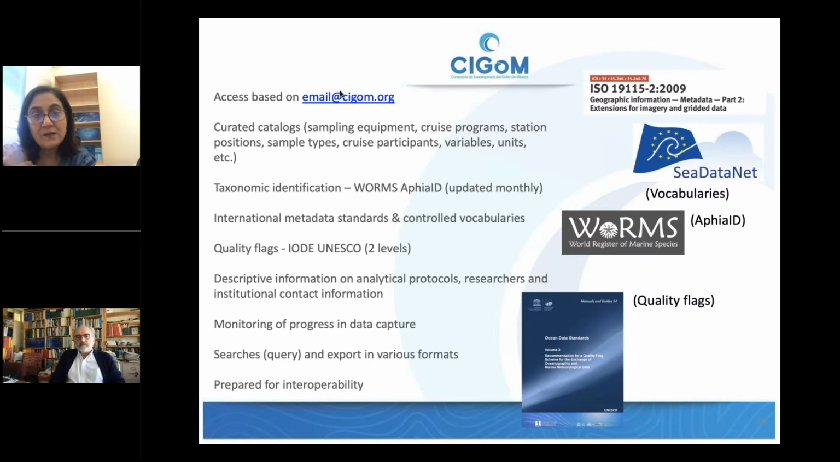The database also has all the descriptive information of the analytical protocols that people use. It's a brief description, but enough for someone to know how the analyses were made, the researchers, and of course, all the contact information. And you can search the database and you can export in various formats. It's prepared to be interoperable.